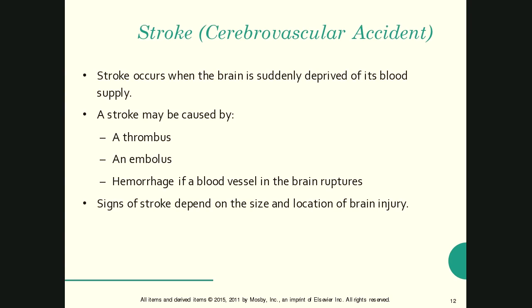A is for, oh, darn it, it'll come to me in just a second. S is for slurred speech, awkward speech, slurred speech. A is for loss of motion of their arms or any type of extremity, and then T is for time to call 911.